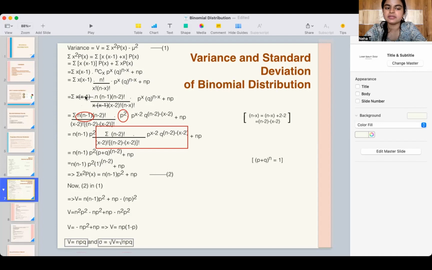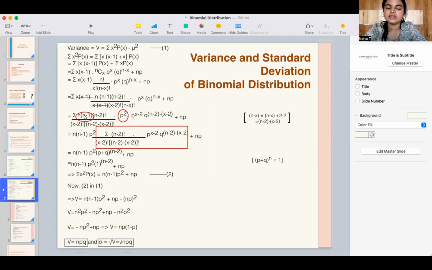So after that, we'll strike out x into x minus 1 from both numerator and denominator. Now we'll be left with n into n minus 1 into n minus 2 factorial over x minus 2 factorial into n minus x factorial, p power x, q power n minus x, plus np. So like last time, we'll take n minus x, but here we'll do n minus x plus 2 minus 2, and for that we'll get n minus 2 minus x minus 2. So that will be substituted wherever we have n minus x.